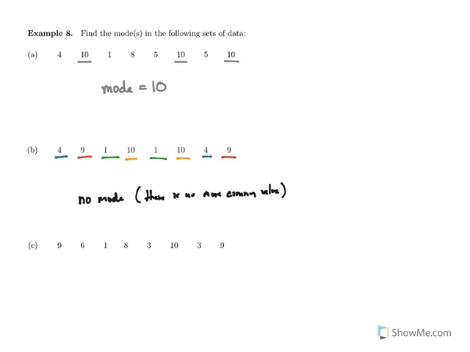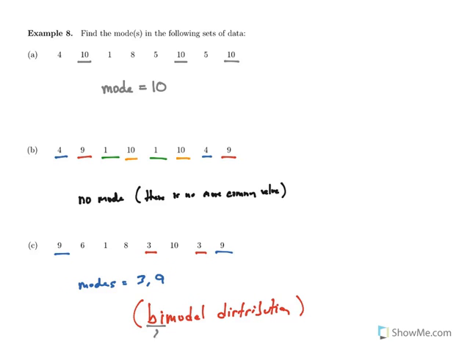And in the last example, we have 2 3s and 2 9s. So the mode, and there can be more than one, the modes are going to be 3 and 9. And note that this is called a bimodal distribution. Bi meaning two, modal meaning modes. So there's a two modes distribution, bimodal distribution.